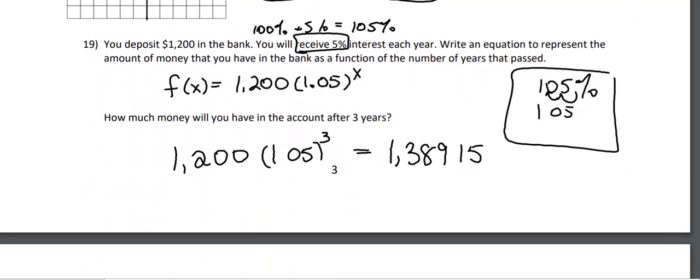Question 19, you deposit $1,200 in the bank. You will receive 5% interest each year. Write an equation to represent the amount of money that you have in the bank as a function of the number of years that pass.